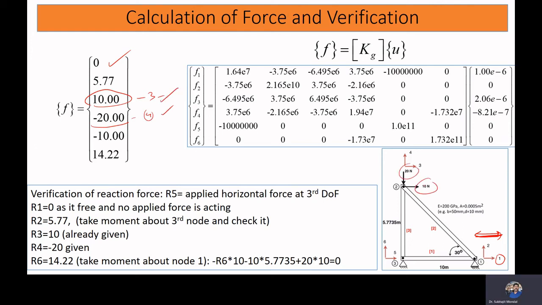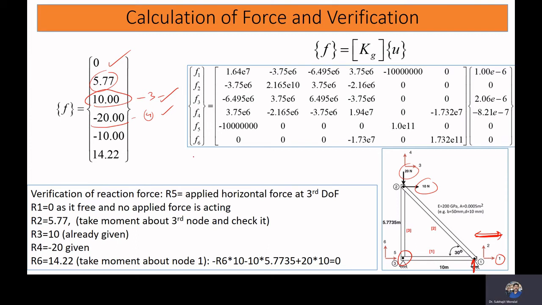Okay, that is third and fourth. Now if you see the second degree of freedom, we have the force of 5.77. So how can we obtain it? We can apply our equilibrium conditions to get the solution. We can get this reaction force F2 by taking the moment about this point.